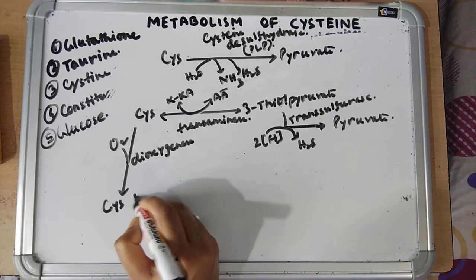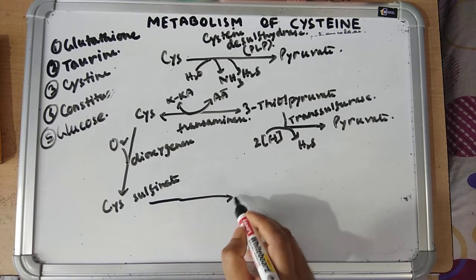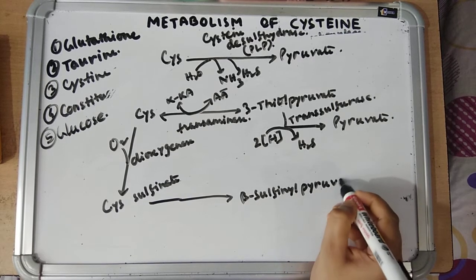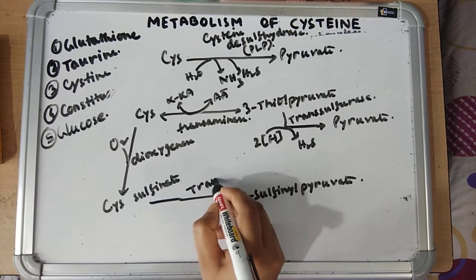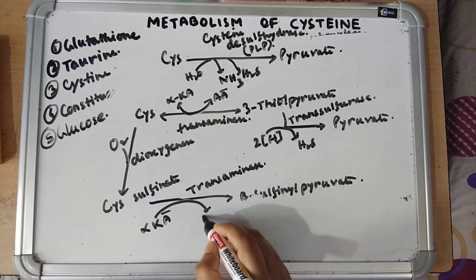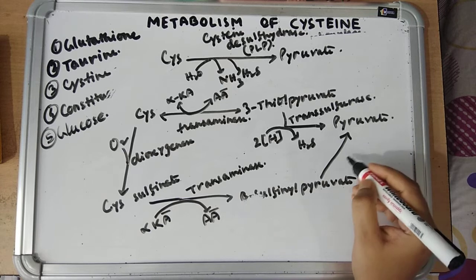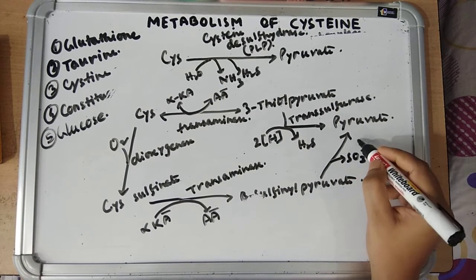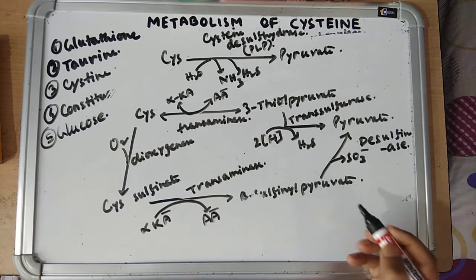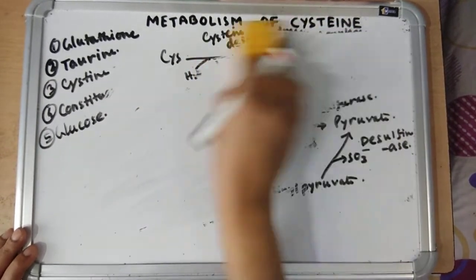Another way is by cysteine dioxygenase. Cysteine sulfinate is formed. Cysteine sulfinate is converted into beta sulfinyl pyruvate by again transamination by transaminase enzyme, with alpha keto acid and amino acid. This beta sulfinyl pyruvate is converted into pyruvate. Sulfite group is released and the enzyme is desulfinase. So this is how pyruvate is formed, and pyruvate gets converted into glucose by gluconeogenesis.